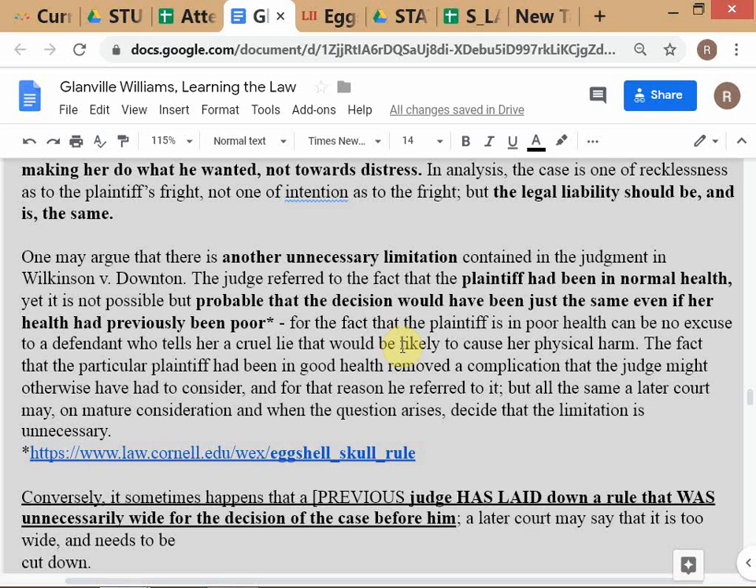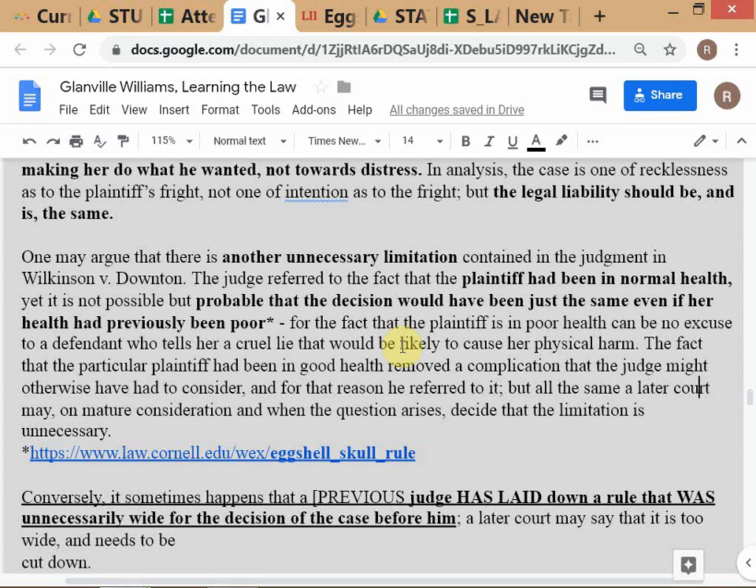So what this writer is saying is that in every case of such tort, the health of the victim is immaterial. The victim may have been a person who is abnormal in the sense of being very, very weak compared to other normal people in society. Even then, the person who commits the offense should be held liable for all the damage that happens to the victim, whether she is a person in very good health or a person in subpar health.